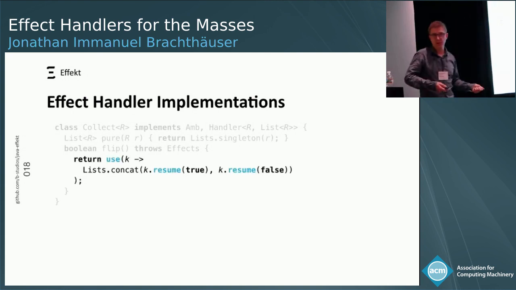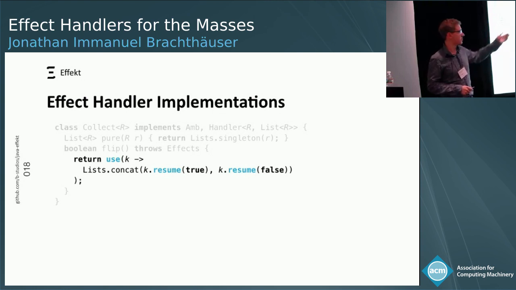And now comes the superpower that handlers give us. We can now capture the delimited continuation, which is bound to K here, and invoke it twice. So once we try it with true to get a list of potential results, we call it again with false to get a list, then we concatenate the lists to enumerate all possible results that we could have.